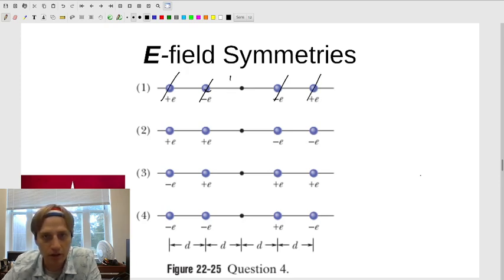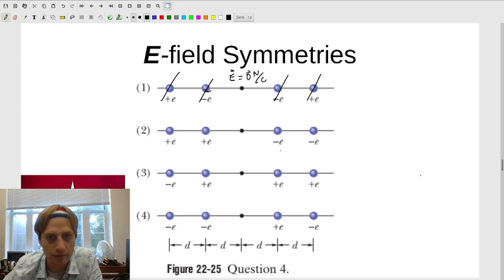And so here, our electric field is just 0. Okay, so that is an easy one.